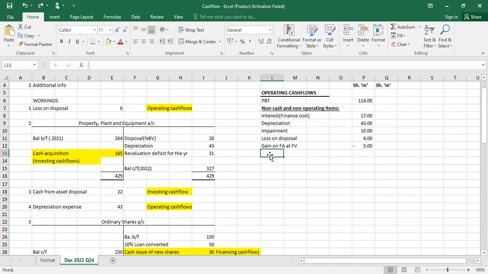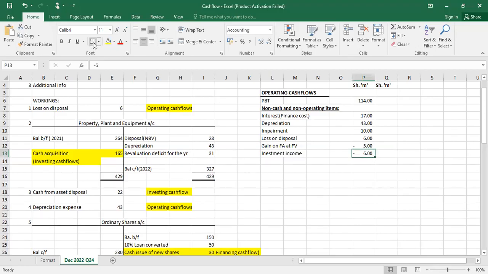So because this one is non-operating, then you have to remove also, minus also the investment income. So this one is not non-cash. This one is cash, but non-operating. So we minus here, but later under the investing cash flows, we add them back. So this one is a 6.